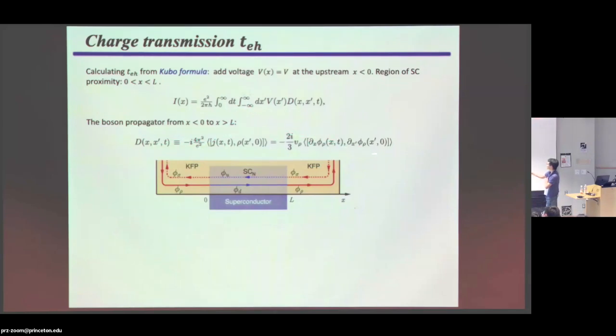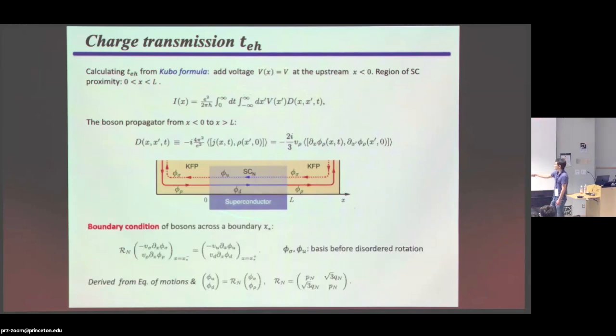And this propagator is similar to a free boson, well, not necessarily free, actually. It's just a boson propagator. And here, because partial x phi are proportional to charge density, basically this characterizes how much charge density is tunneling. So basically, this is just like a scattering problem we learned in quantum mechanics. And the important thing is to determine the boundary condition at these points.